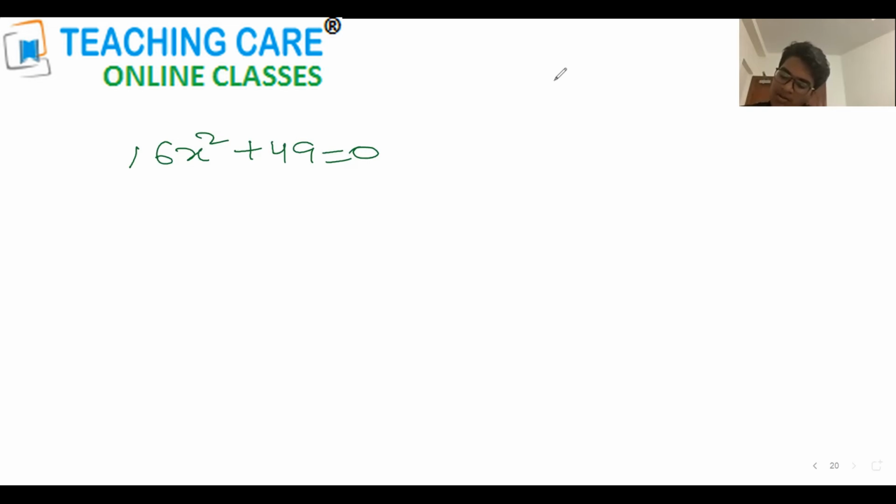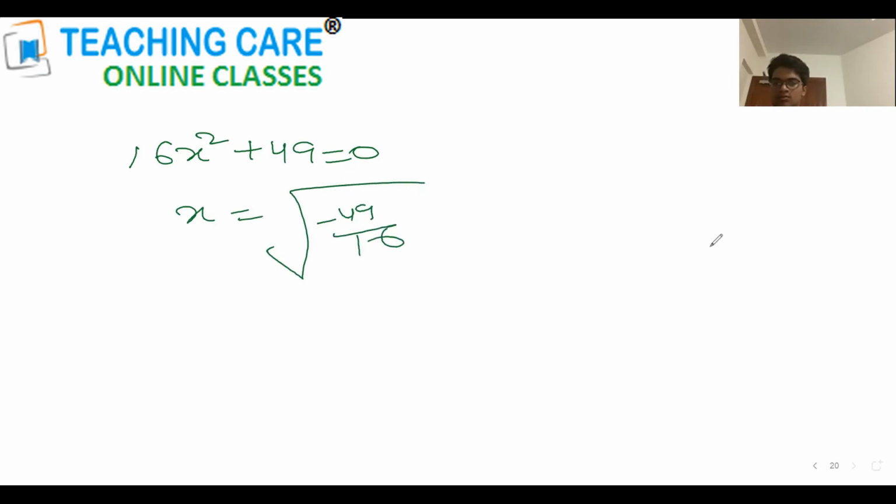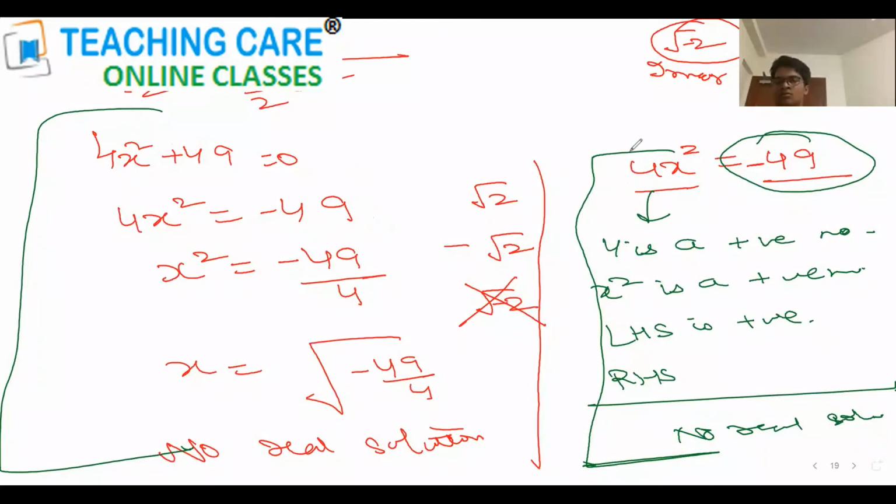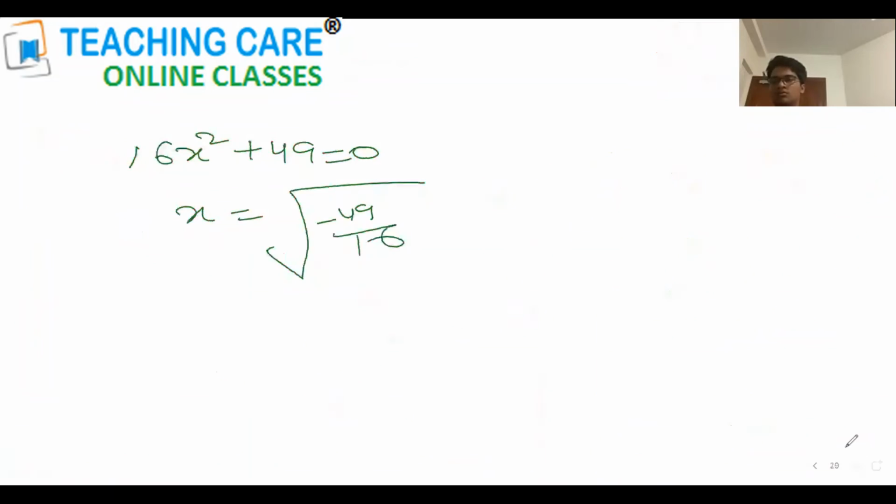x equals to the square root of minus 49 over 16. You can do it with both methods, Bhavin, but maybe in your school this method would be followed, right? So make sure you know both of them. Whatever they follow, you can go with that. Any questions still here? No.